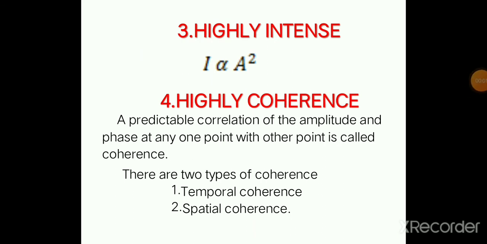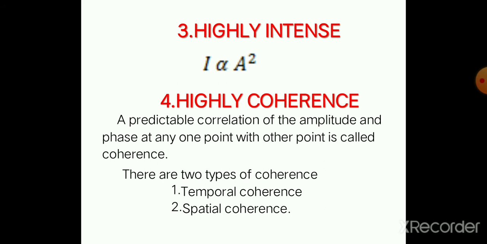Third one, highly intense. Laser light is more intense than a conventional light source. This is because of the coherence and directionality of laser. Suppose two photons, each of amplitude A, are in phase with each other. Then according to Young's principle of superposition, the resultant amplitude of the two photons is 2A, and hence the intensity is 4A square. Since in the case of laser, a large number of photons are in phase with each other, laser light is highly intense.